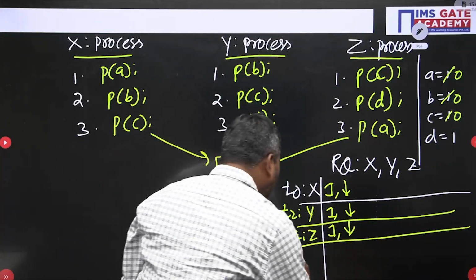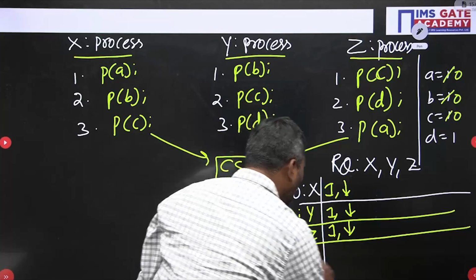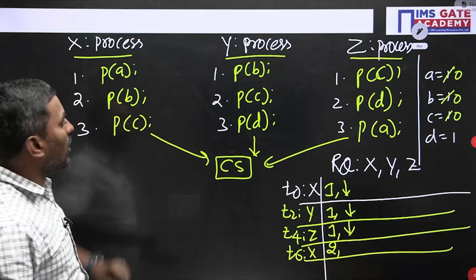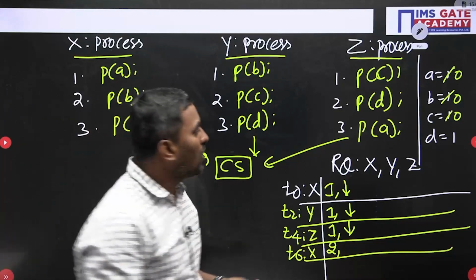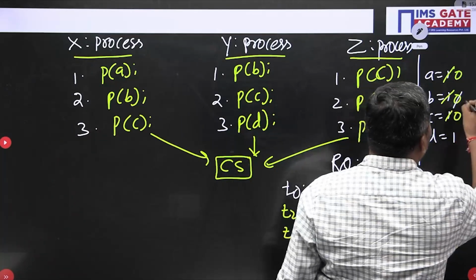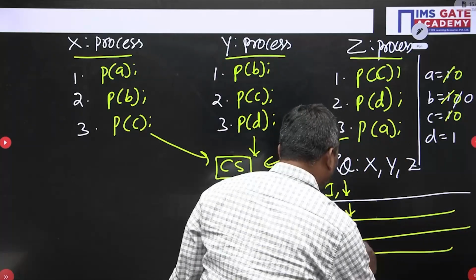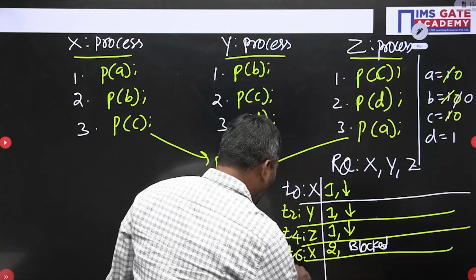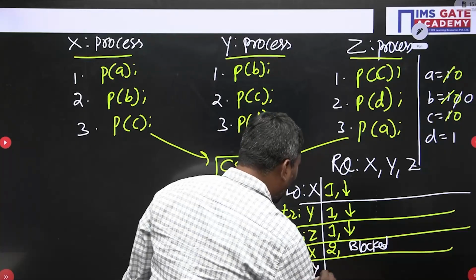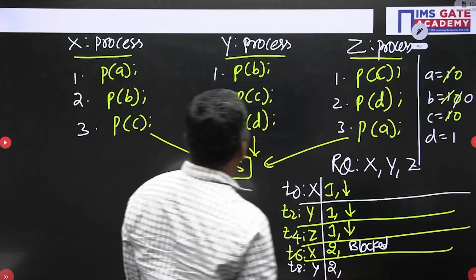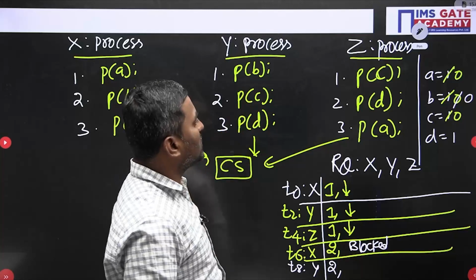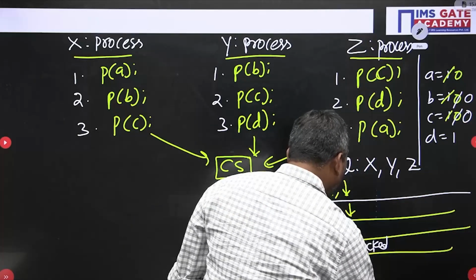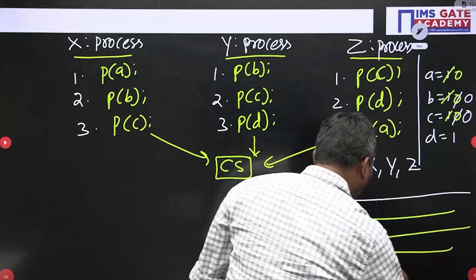At time T6 process X comes and runs the second statement, down on B. B's value right now is 0, so 0 down 0 is an unsuccessful operation and X gets blocked. At time T8 suppose Y is scheduled and runs its second statement, down on C. C's value is 0, so this is also unsuccessful and Y gets blocked.